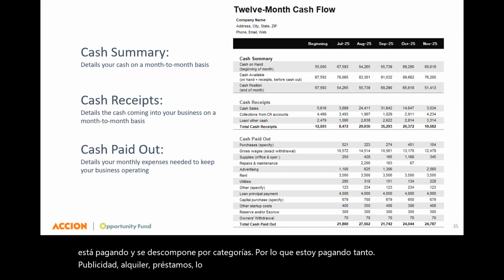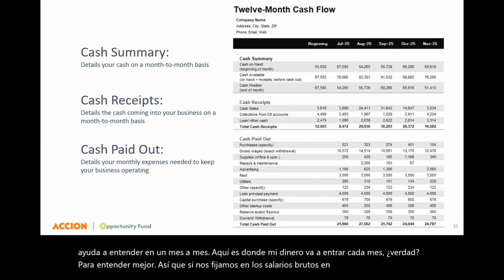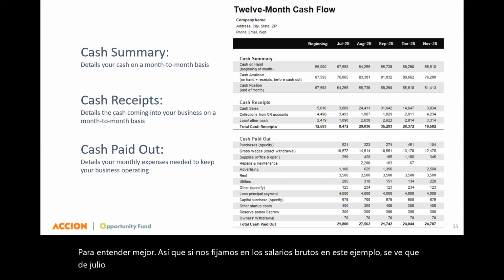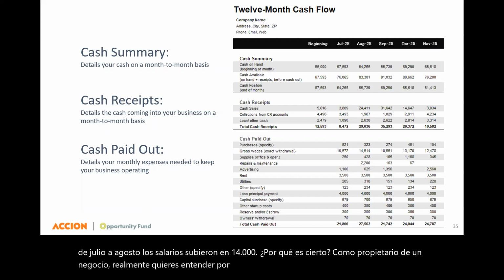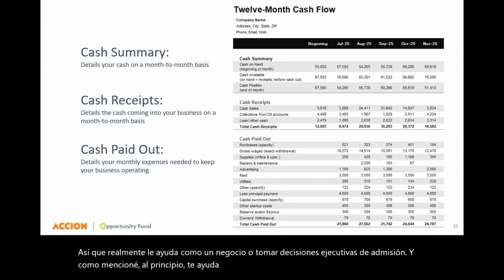So that really helps you understand on a month-to-month basis, this is where my money is going every single month, right? To better understand, if you look at gross wages in this example, you see that from July to August, wages went up by 14,000. Why, right? As a business owner, you really want to understand, why am I paying more in wages now? Am I hiring someone else? Is it because I hired someone temporarily? So it really helps you as a business owner take executive decisions. And as I mentioned earlier in the very beginning, it helps you work on your business rather than constantly being stuck in your business, just taking care of your day to day, right? And that's really what a cash flow statement does. So really quick examples, right?